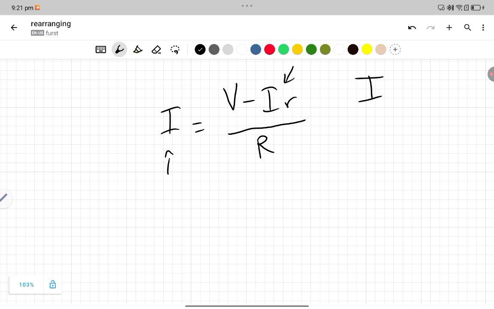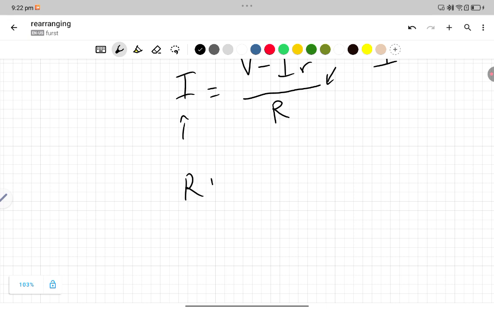So first, it's always good to get rid of fractions. We've got the fraction here with R, and it's affecting I, right? How do you get rid of the R? We multiply both sides by R. It's being divided by R, and the opposite of division is multiplication. So multiplying both sides by R, we get RI equals V minus Ir.